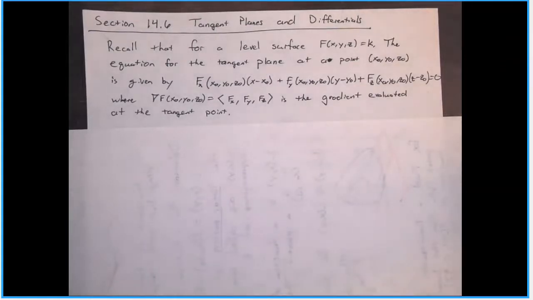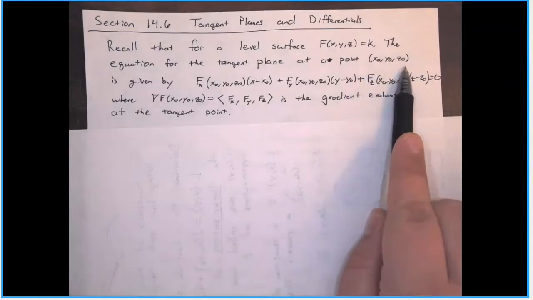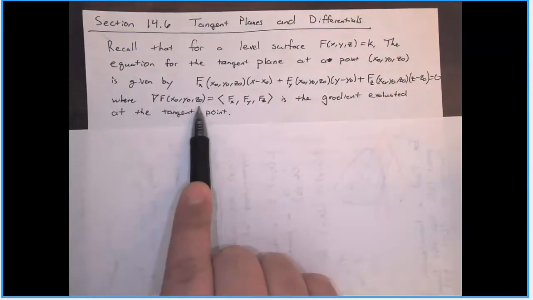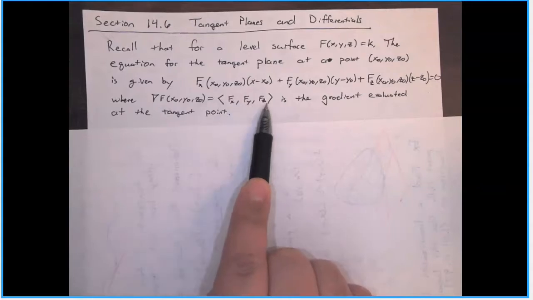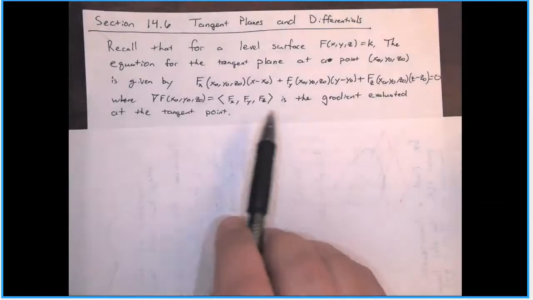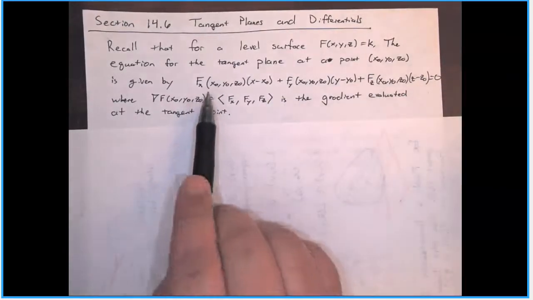Then if we want to find the equation for a tangent plane at a fixed point, x naught, y naught, z naught, we calculate the gradient at that fixed point. That gives us the components of the normal vector, because the gradient is the normal vector for the tangent plane. And then the equation of the tangent plane is given by this expression here, this equation.